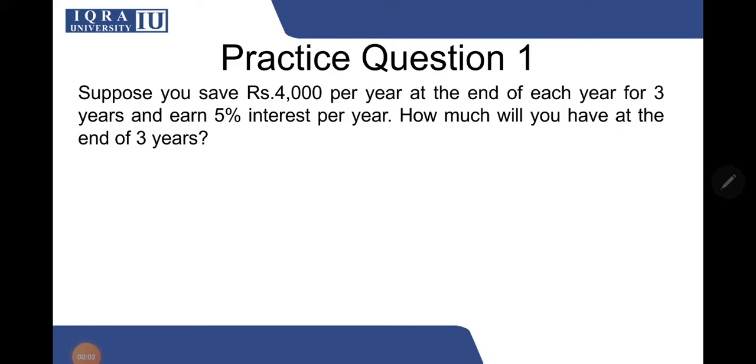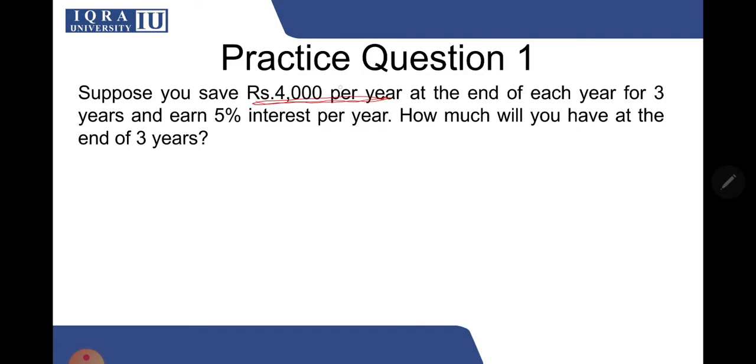So practice question number 1 says, suppose you save 4,000 per year at the end of each year for 3 years and earn 5% interest per year. How much will you have at the end of 3 years? So first let's see what our data is. So you're saving 4,000 per year.